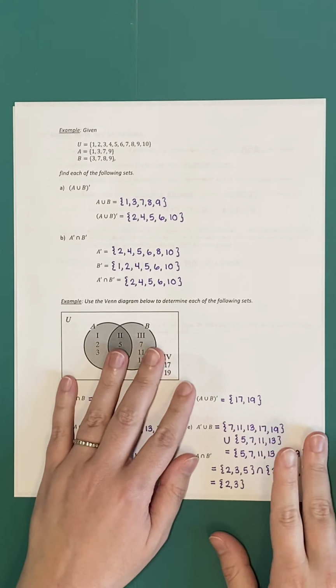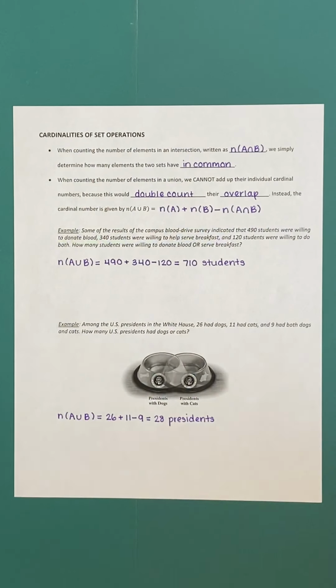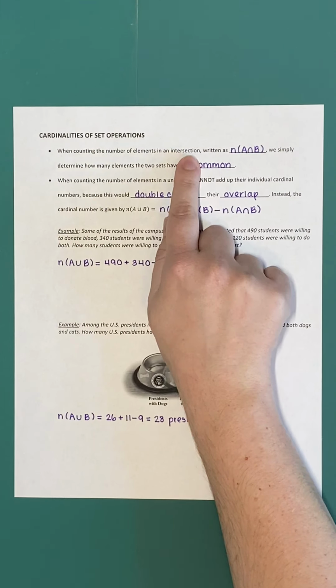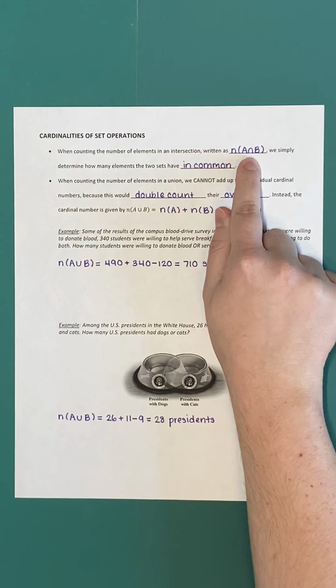Okay, let's talk about one more thing, and then we will be finished. Cardinalities, counting. One thing we're going to be interested in is not only representing a Venn diagram with specific individual elements, but more importantly, counting how many elements are in specific sets and specific regions within the diagram. Now, counting for an intersection is usually pretty straightforward. You're just looking for whatever your two sets have in common and just counting how many elements they have in common. So the cardinal number for an intersection is going to be n of A intersect B.